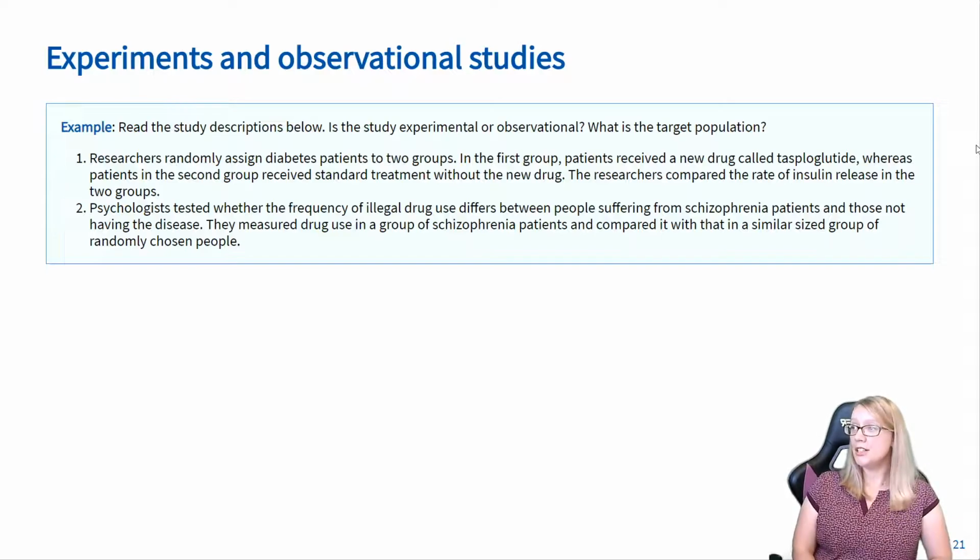Scenario 2: psychologists tested whether the frequency of illegal drug use differs between people suffering from schizophrenia and those not having the disease. They measured drug use in a group of schizophrenia patients and compared it with those in a similar sized group of randomly chosen people. Now, we are comparing two groups, but this is an example of an observational study, and here's why. We're not assigning people to have schizophrenia. We're not assigning them to use illegal drugs. We're merely observing, collecting the data. So even though we have two groups we want to compare, this is still observational.